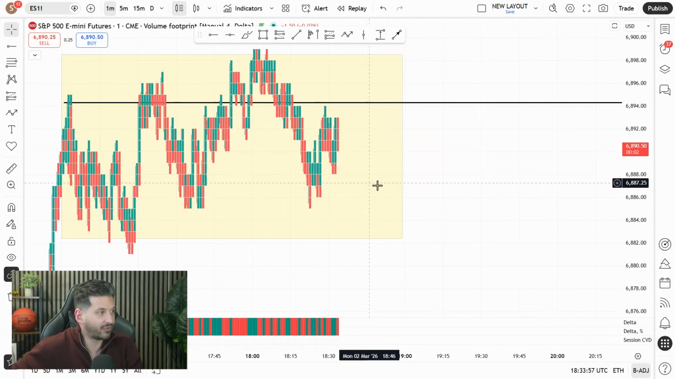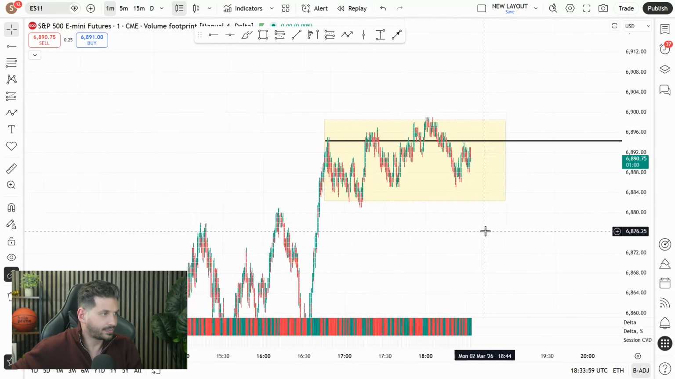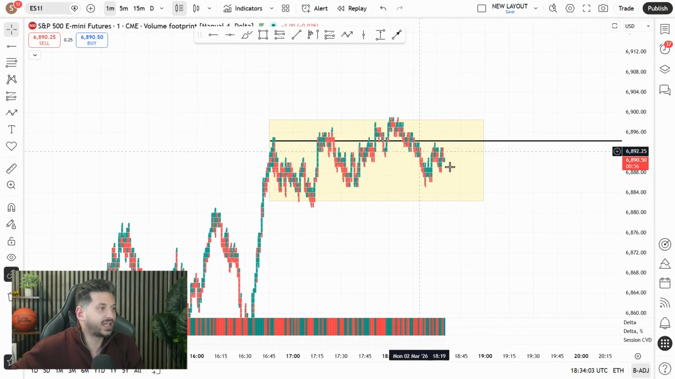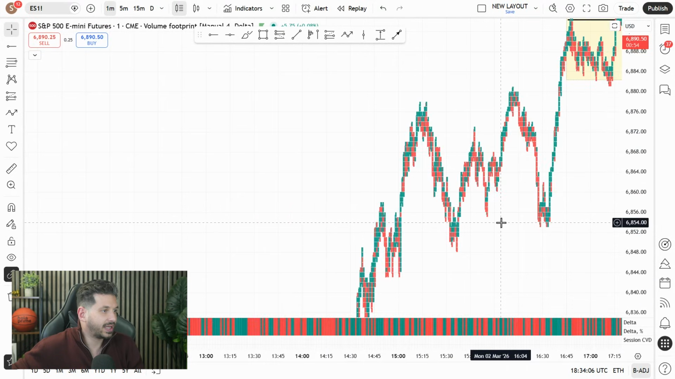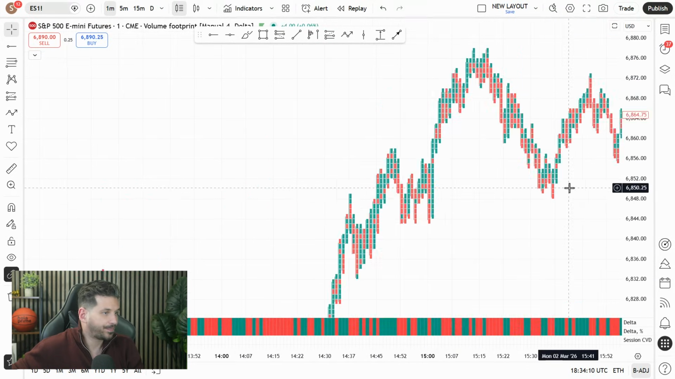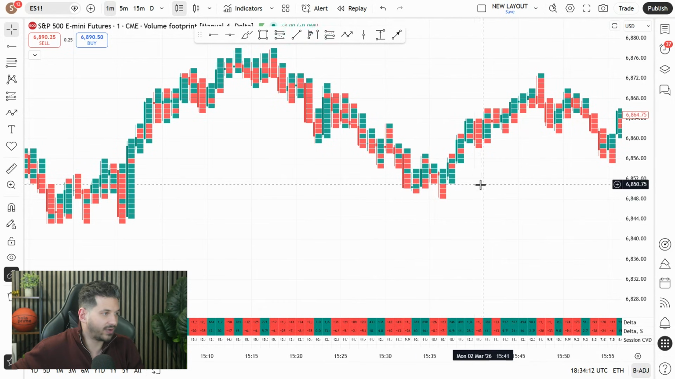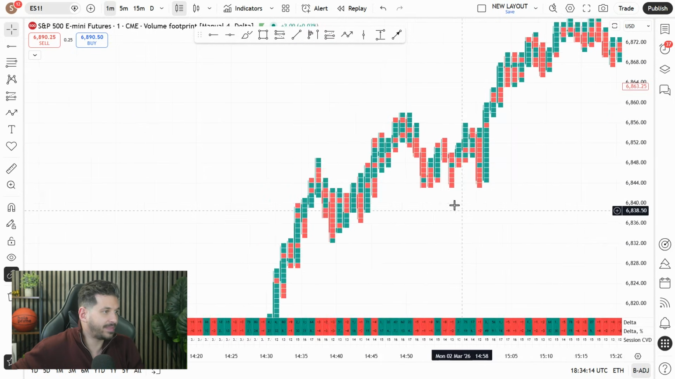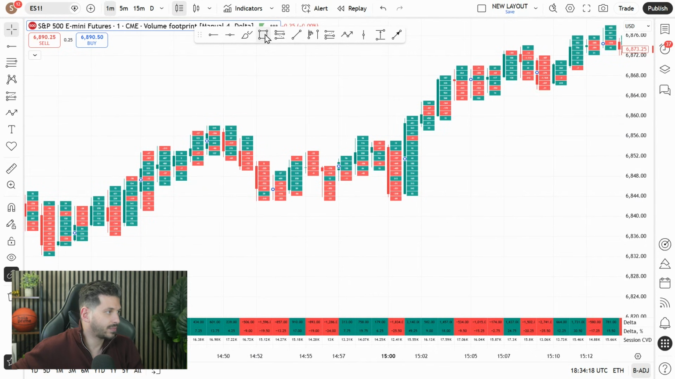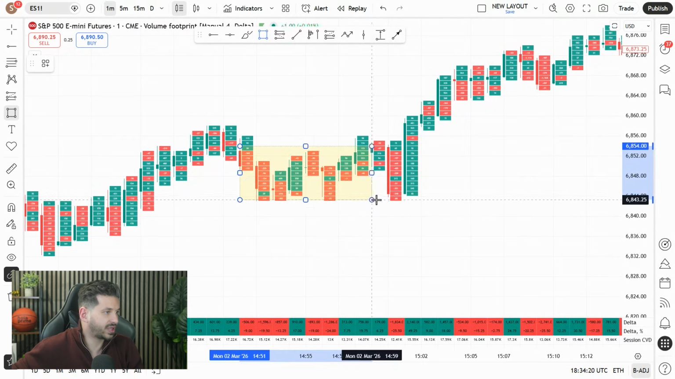Now, this is a big range, right? So it's easier to do on smaller ranges. So let's find really small ranges. So we had that obvious one there. We got another one, really small one there. But maybe this one here. You see how we went sideways? Just this area here.